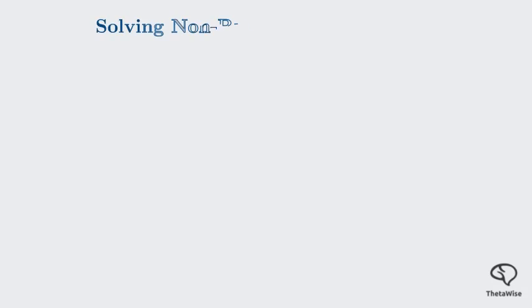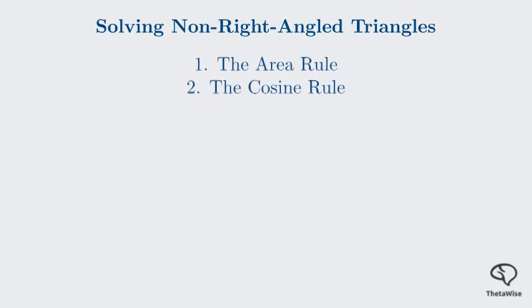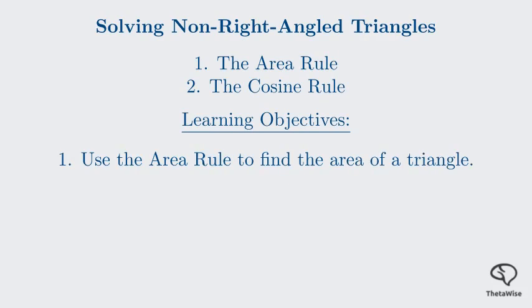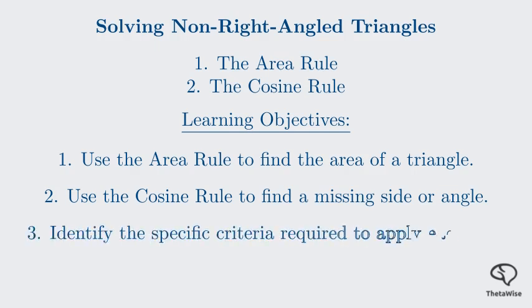Today, we are going to master two essential tools for solving non-right-angled triangles: the area rule and the cosine rule. First, we will use the area rule to find the area of a triangle. Second, we will use the cosine rule to find a missing side or angle. And finally, we will learn to identify the specific criteria required to apply each rule.